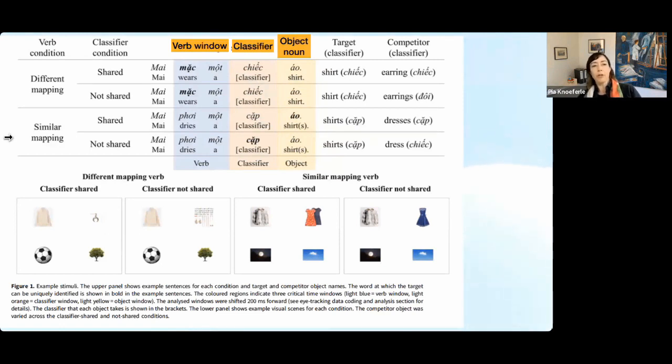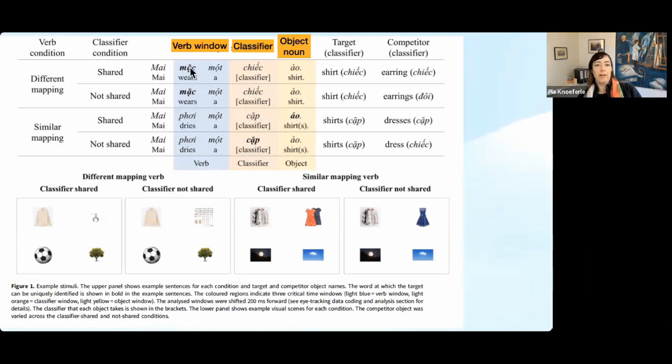We've got the two factors that I just mentioned here, the verb factor with the levels different mapping and similar mapping between the two languages, and then classifier condition as a second factor here, actually. The kinds of images that people looked at are shown at the bottom here, and the sentences that they heard were something like, where's my, wearing, and then there's a classifier, shirt. Okay. The time windows that we are interested in, the verb window, the classifier window in particular, and then to some extent also the object noun.